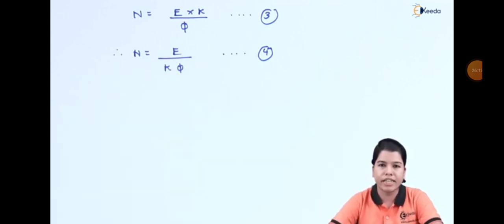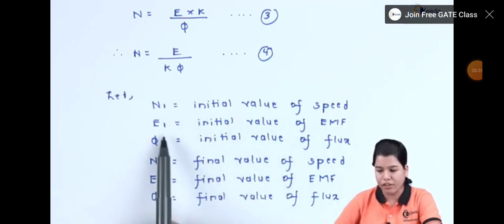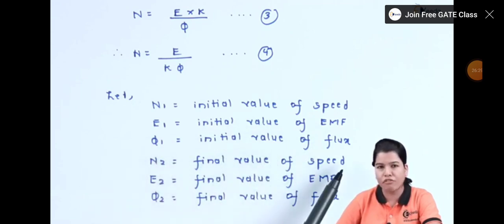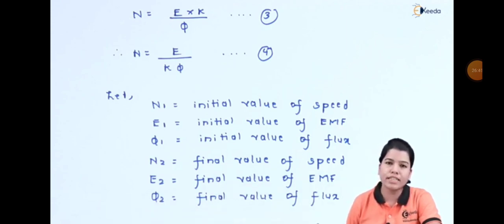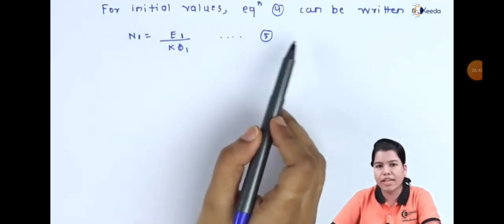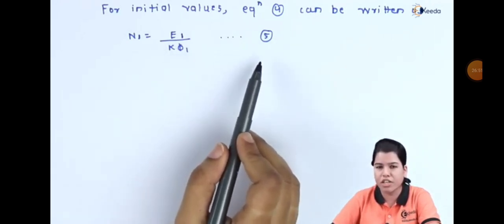If we consider the initial and final values for the speed, flux and EMF E, then let us assume N1 is equal to the initial value of speed, E1 is equal to the initial value of EMF, φ1 is equal to the initial value of flux, N2 is equal to the final value of speed, E2 is equal to the final value of EMF, φ2 is equal to the final value of flux. Hence, using these values, for initial values, equation 4 can be written as N1 is equal to E1 divided by Kφ1. Let it be equation number 5.